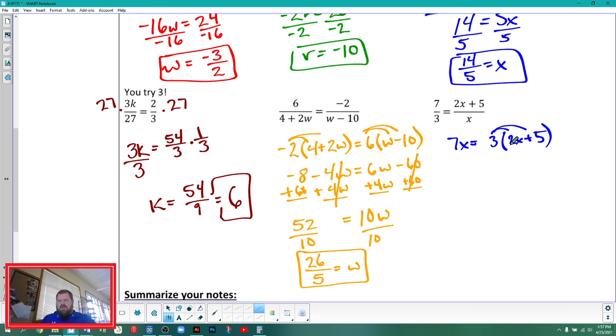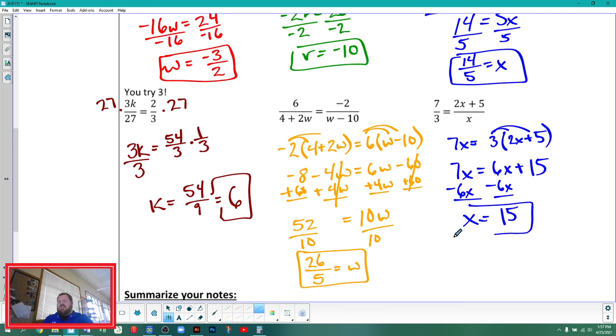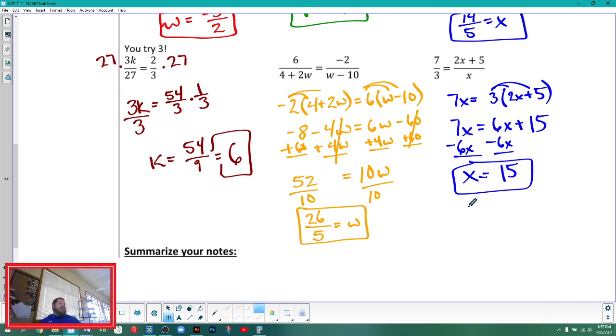I need to distribute over here. And this one will work out pretty nice when I subtract 6x. Got stuck with w's. We get x over here, 15 over there. Pen's lagging out a little bit, which is perfect because we're at the end.